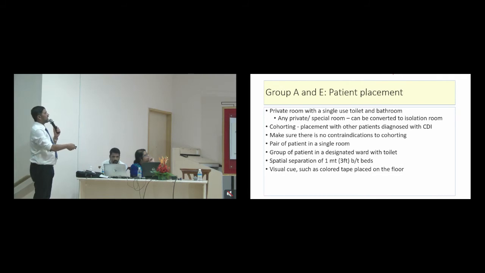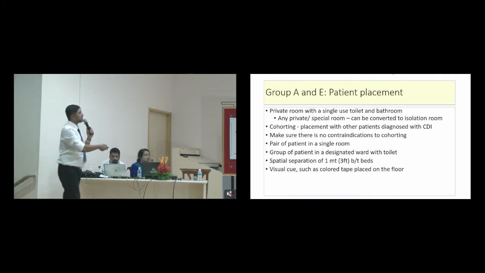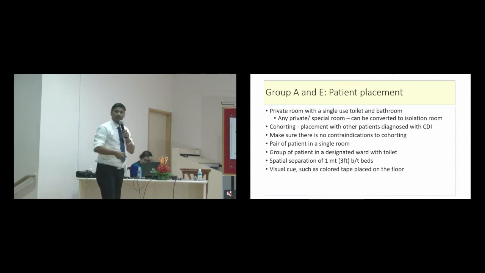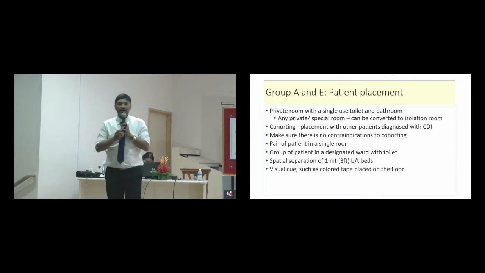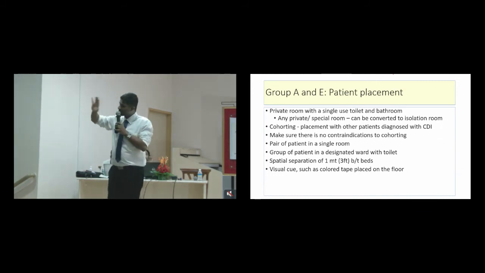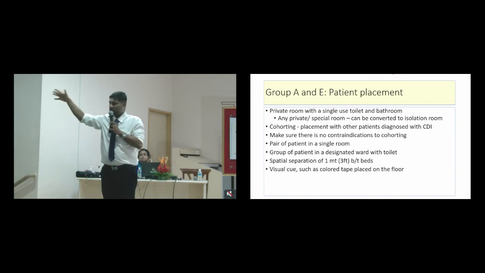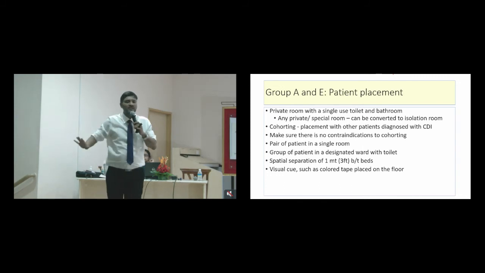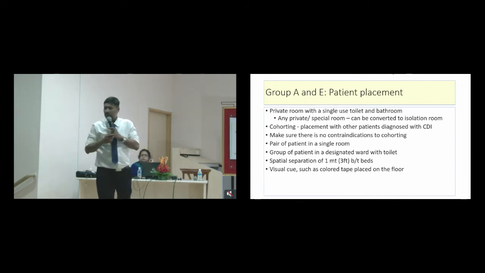There is something called a visual cue, such as color tape placed on the floor. In some hospitals, they will label the bed as MRSA. You can name it as MRSA. Otherwise, you can just put a red color sticker on the case sheet, or colored tape surrounding the bed, so that these are the high risk areas where we have to follow precautions.